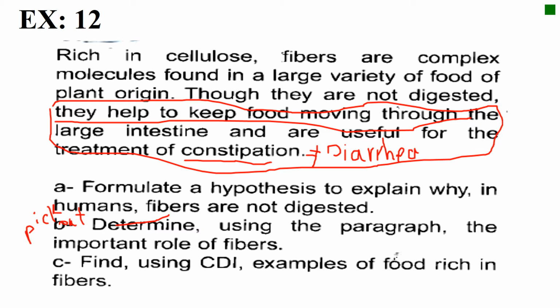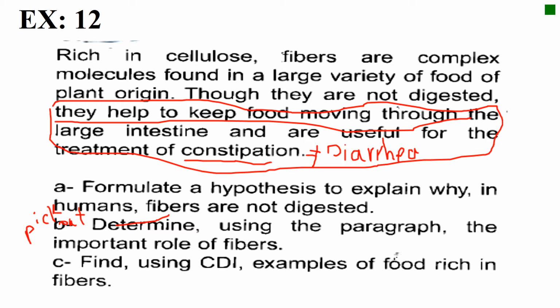Exercise 12 says, rich in cellulose, fibers are complex molecules found in a large variety of food of plant origin. Cellulose is a complex sugar. If you remember, we talked about complex sugars, we talked about starch. Okay? Cellulose is also a complex sugar. If ever cellulose is in the exam, it has to be documented by documents. Meaning I am not required to memorize anything about cellulose.